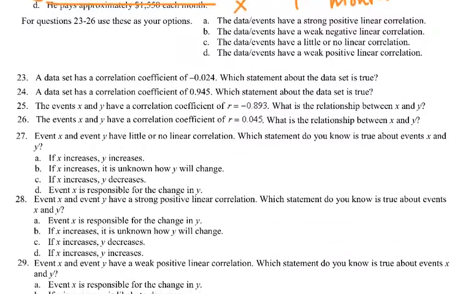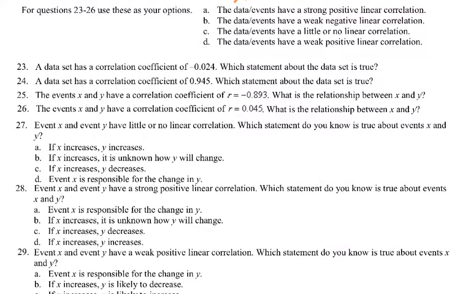Okay. Now, questions 23 to 26, we're using these three. We're looking at the strong positive, weak positive, weak negative, strong negative, which I don't see that one there, or no correlation. So a negative 0.024, that's really close to 0. That would be a no correlation.